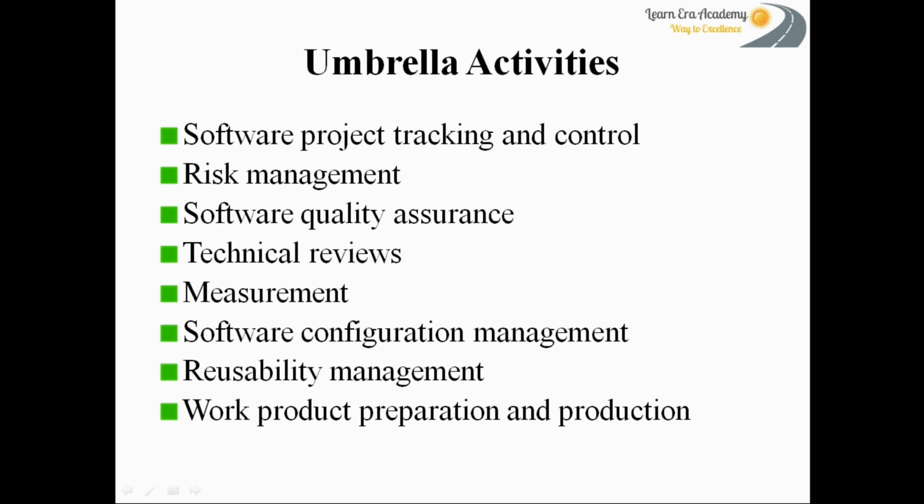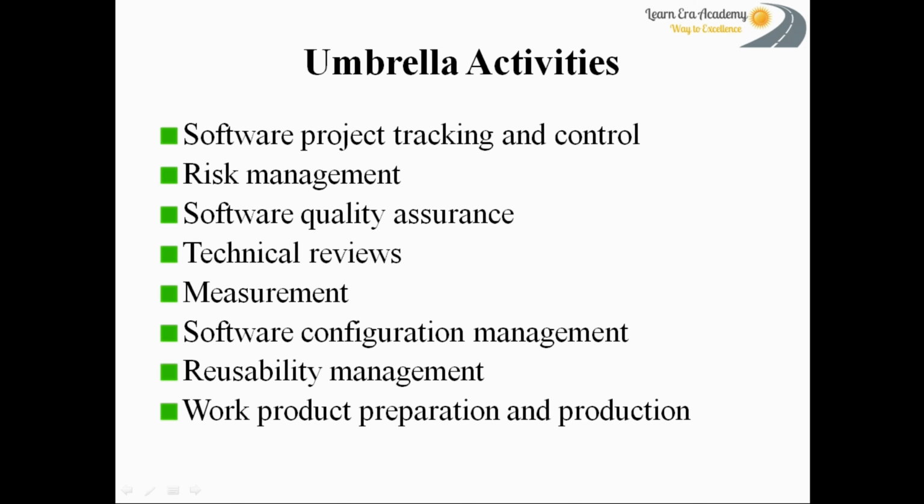When the software team assesses the progress against the project plan and takes necessary action to maintain the schedule, it is called software project tracking and control. Risk assessment assesses the risk that may affect the outcome of the project or the quality of the product. Software quality assurance defines and conducts the activities required to ensure software quality.